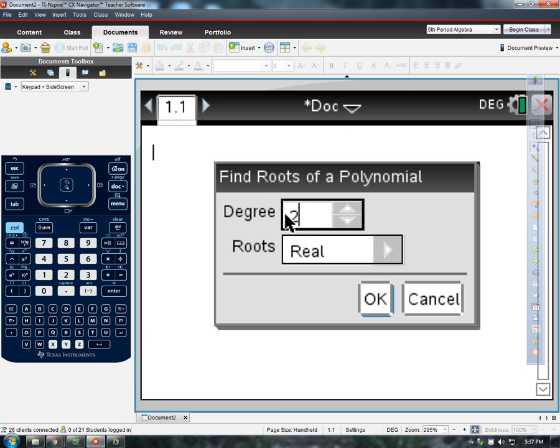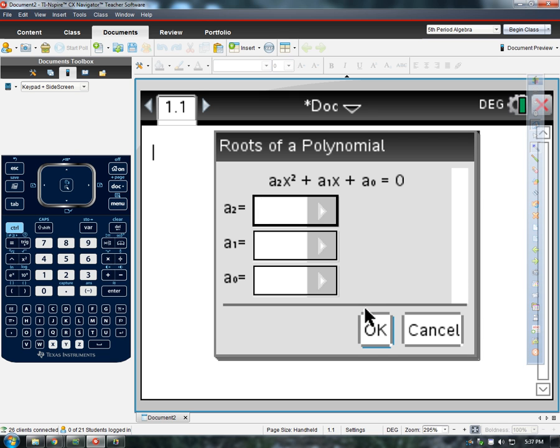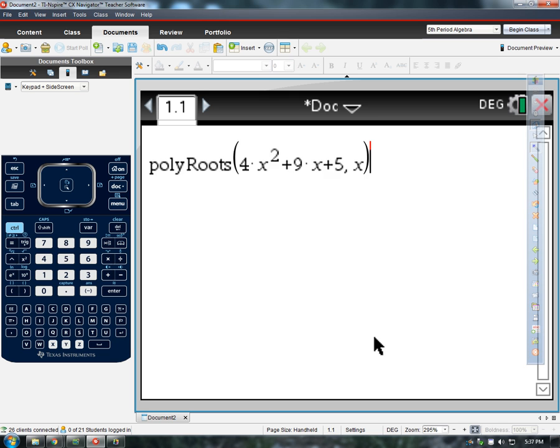We'll always be in degree 2 if we're doing a quadratic. You will change this number in Algebra 2. We're always looking for real roots. We don't care about imaginary roots right now. So hit OK. Now all I have to do is put in A, B, and C. On here they call it A2, A1, and A0. That's okay. So we know it was 4x squared plus 9x plus 5. Okay, so I'm going to hit OK.